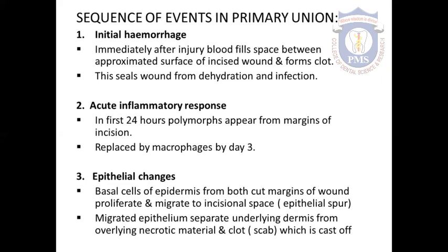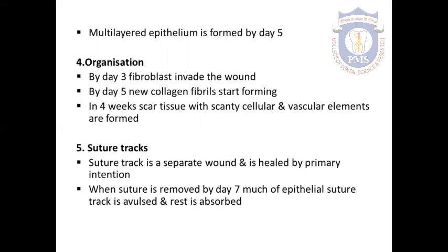Next step is epithelial changes, which include proliferation of basal cells of the epidermis from both cut margins of the wound, which proliferate and migrate to the incisional space, forming an epithelial spur. This is the process of regeneration. The migrated epithelium separates the underlying dermis from overlying necrotic material and clot, which later forms a scab, which will be cast off. Later, a multilayered epithelium will be formed by day 5.